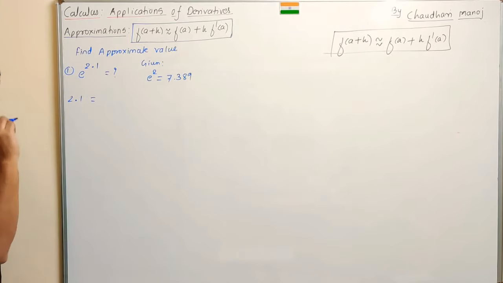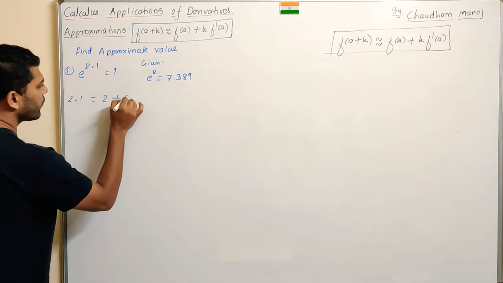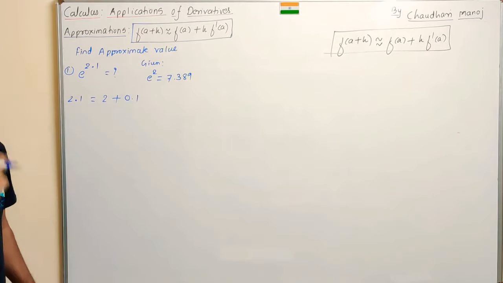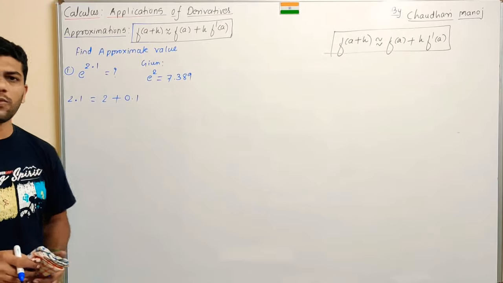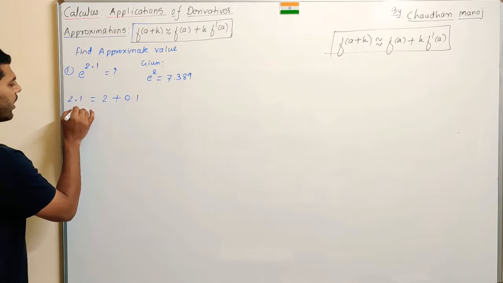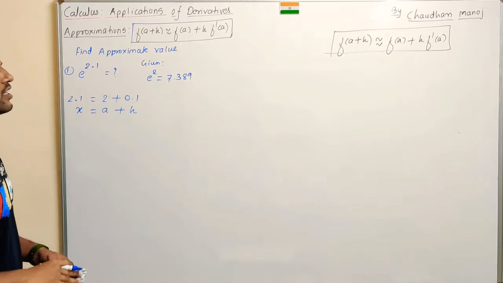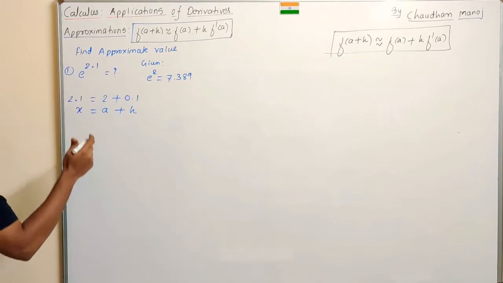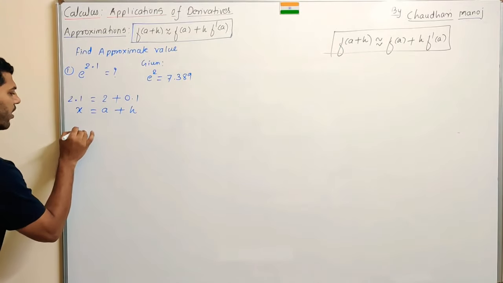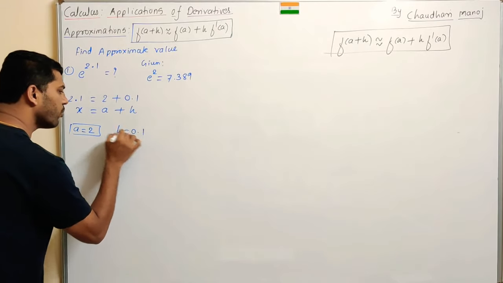So let's split that value into two parts, one larger one and another one which is very small. Compare this as x equal to a plus h. And friends, here we got the value of a and the value of h that you are observing in the formula. So the value of a is 2 and the value of h is 0.1.